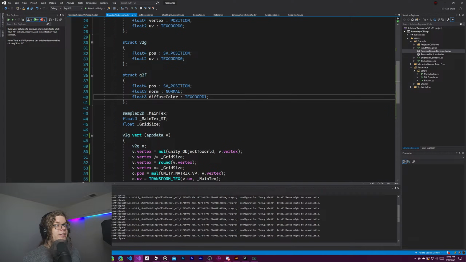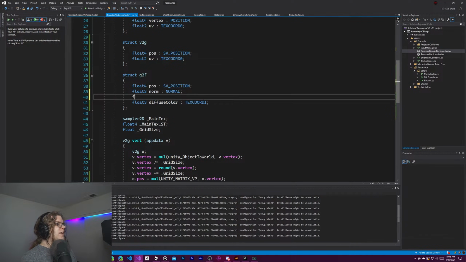Won't work for specular stuff or anything, but by passing in the diffuse color as our lighting strength, I guess that's what we could call it. Sure, let's just do that. Let's call it float light strength.